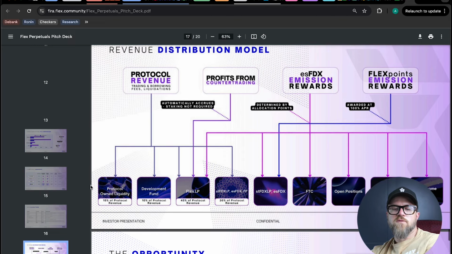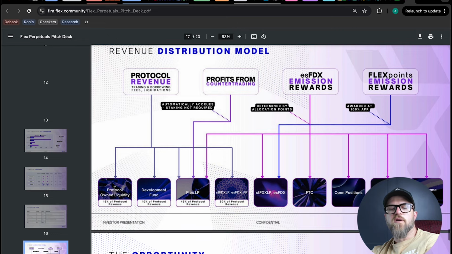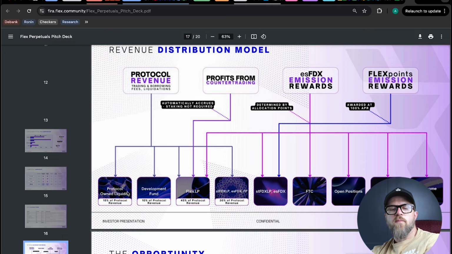So that's going to be really great for all of these liquidity providers, as well as, I'm sorry, that's not the FLP. This is the protocol owned liquidity or POL. That's going to be that large amount of liquidity going to Aerodrome. That will make some of the protocol revenue. The Flex LP is the FLP.